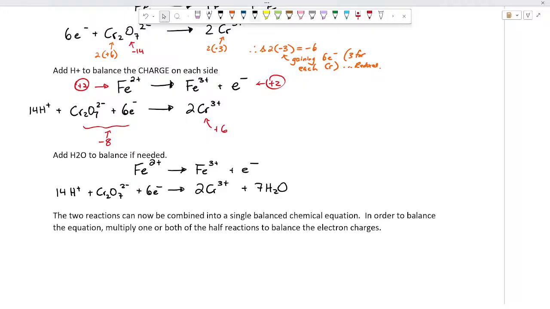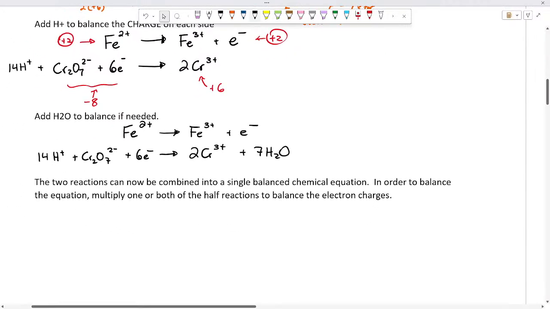Moving on. So now, what we can do is combine these back into a single reaction. Now, the only thing is, the reaction will only be useful if what cancels? The electrons. So, to combine them, we need the electrons to match.